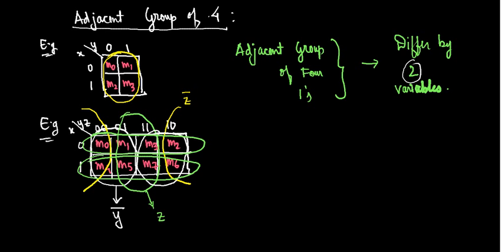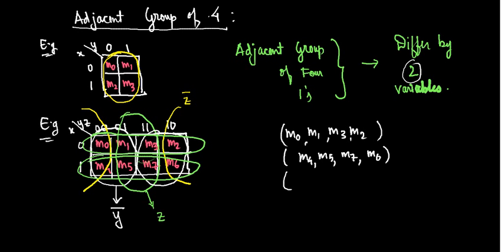So you got it, right? What I am saying is that an adjacent group of ones exists only if they differ in two variables. So these are the number of possibilities. Can you tell me the possibilities quickly? M0, M1, M3, M2, that is one possibility. Then M4, M5, M7, M6, another possibility. What else? M0, M4, M2, M6, another possibility.